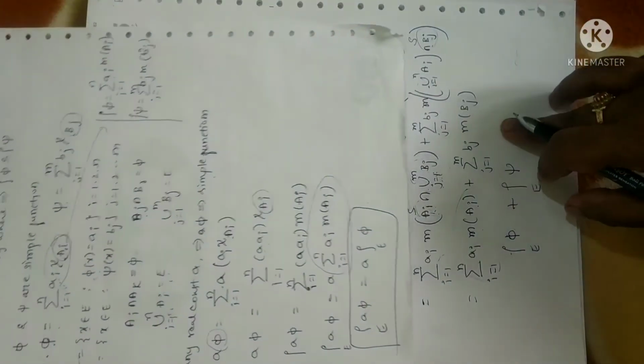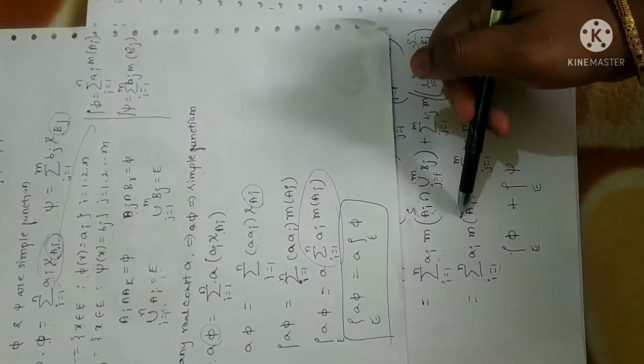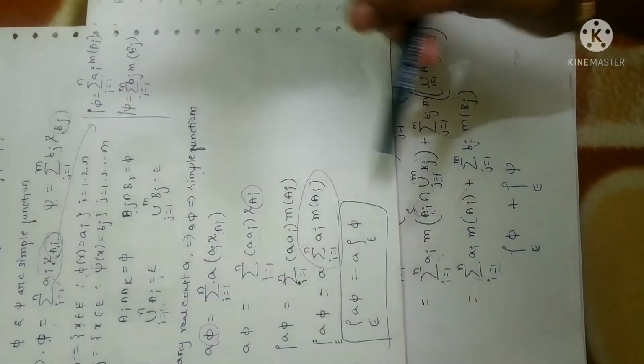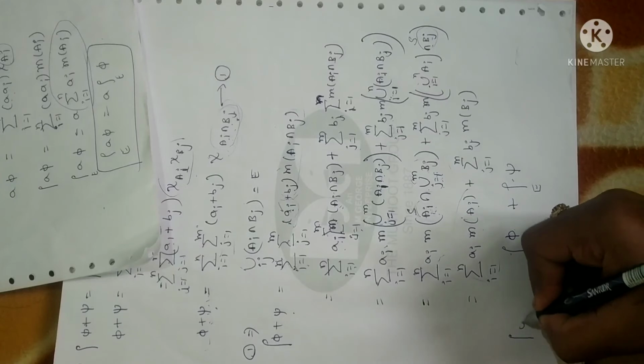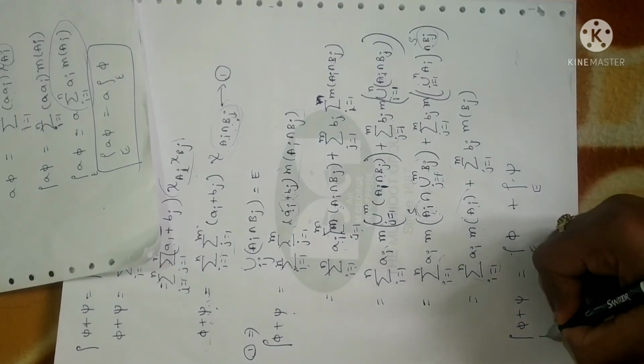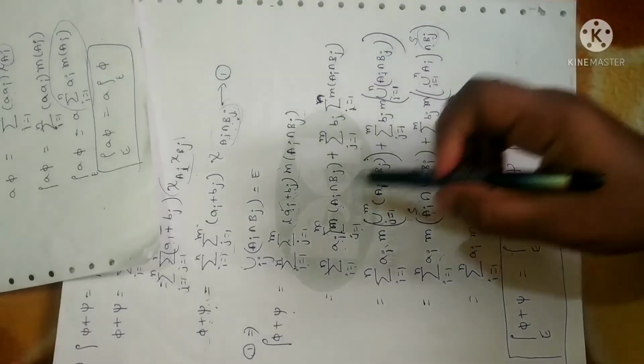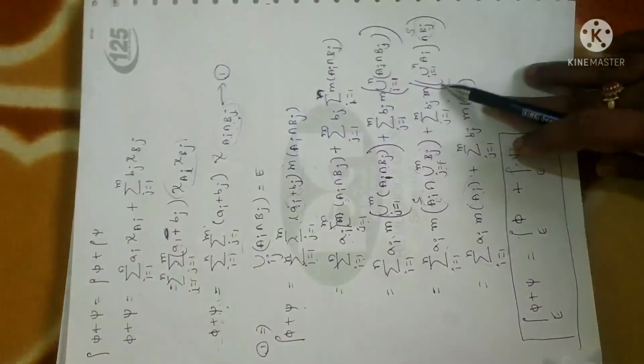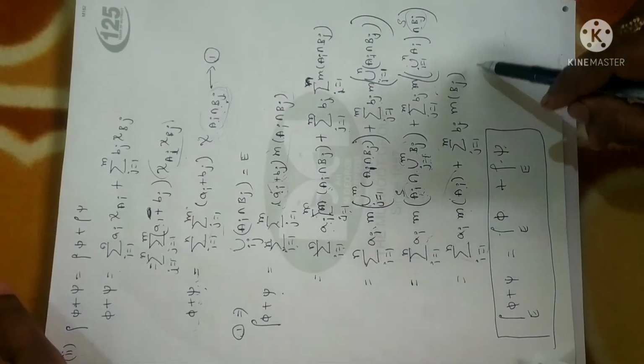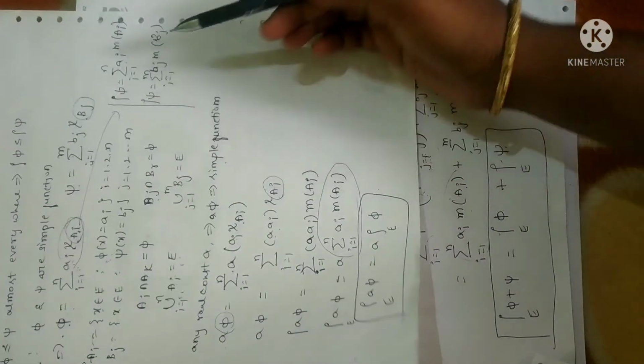See here, ai into measure of ai, bj into measure of bj is none other than integral over psi, integral over pi. And whatever you have in the LHS is measure of pi plus psi. So measure of pi plus psi is equal to measure of pi plus measure of psi, and that is what we required to prove. Hope it is clear. The only thing is you have to remember the canonical representation and manipulating the terms.